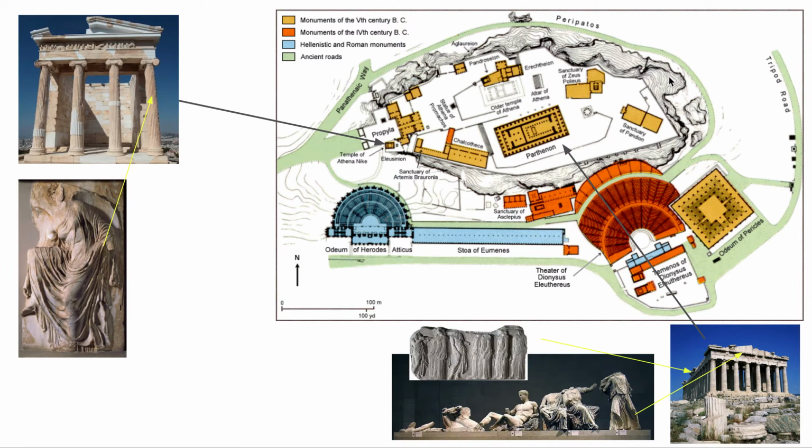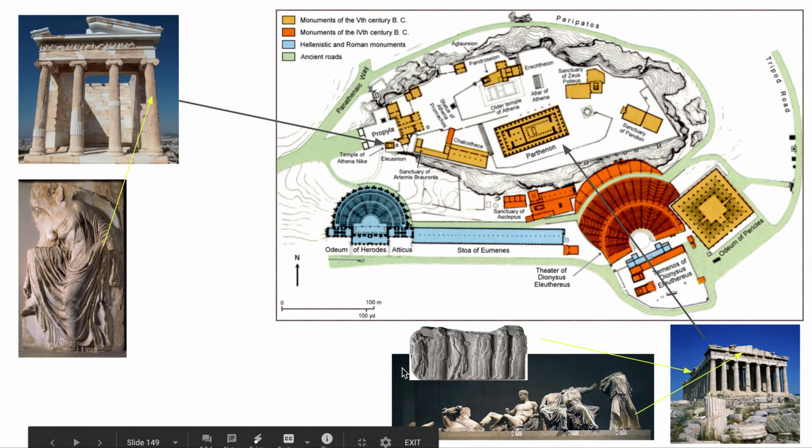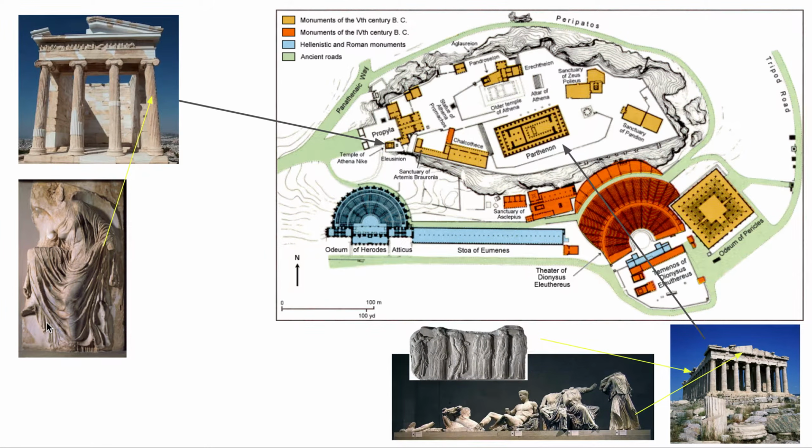So again, this is just an overview of the Acropolis and its various buildings. We'll be covering the Parthenon, as well as the Elgin marbles and the plaque of the Ergostines, and then within the Temple of Athena Nike, Nike adjusting her sandal.